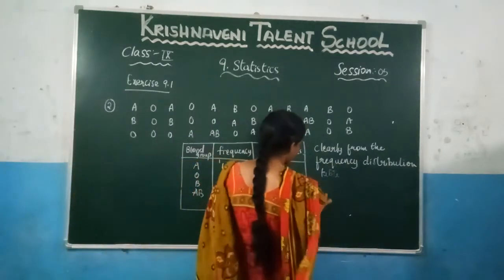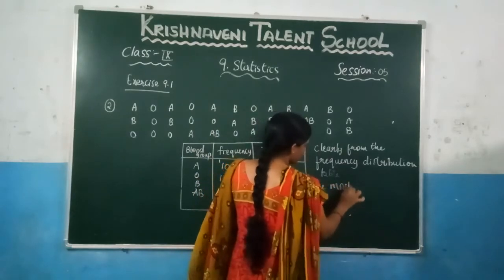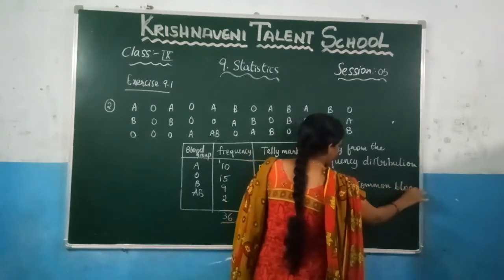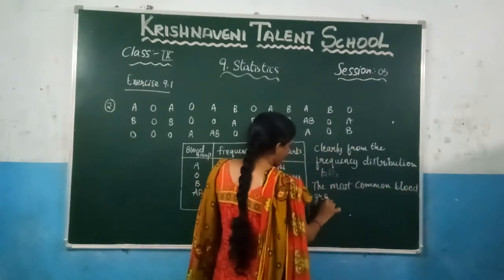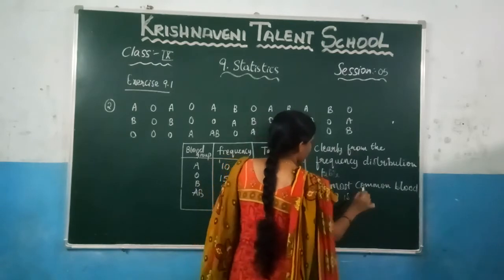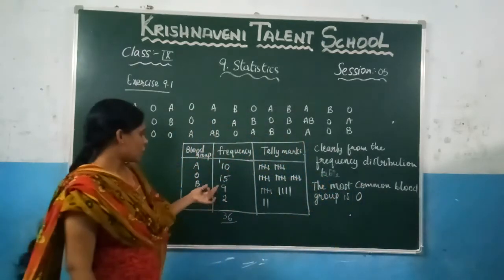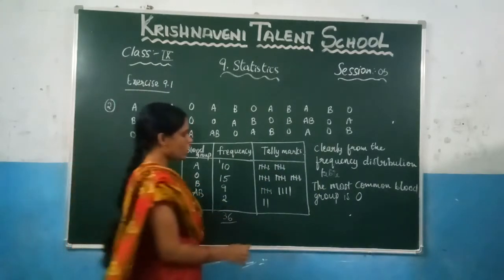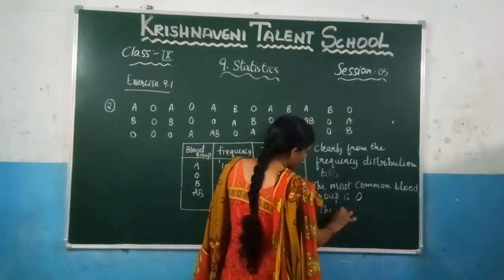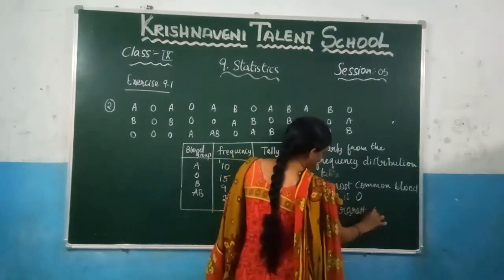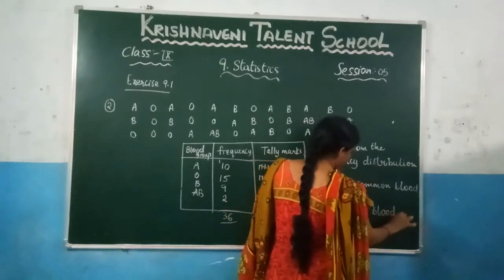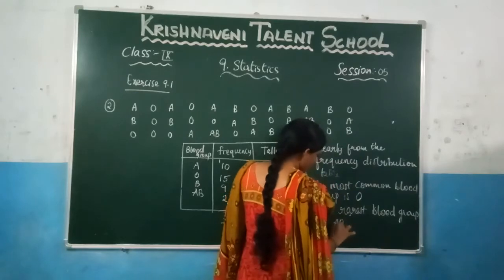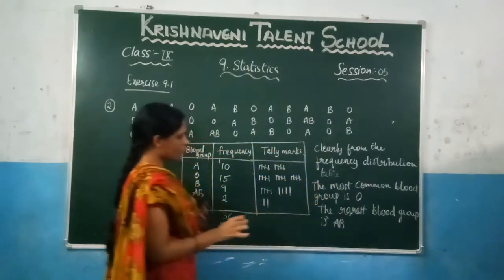So you can write here the most common blood group. So clearly 15 students are having O. So we can say that the most common blood group is O. Now let us write here the rarest blood group. It is AB, because only 2 students have the blood group AB.